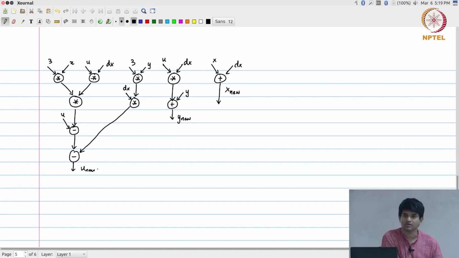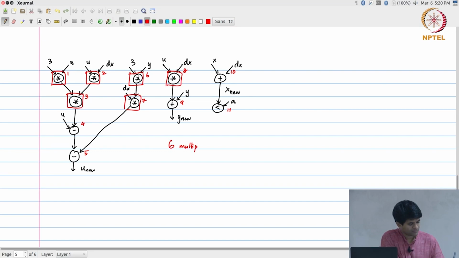This, by the way, is giving us the value u new. There is one further computation that needs to be done, which is that I need to compare the x new, x plus dx, against the value a to decide when the computation needs to terminate. So, if you look at it, the total set of computations that I have are these. There are 11 computations out here, 6 of them are multiplications, the other 5 are either addition, subtraction or comparison.